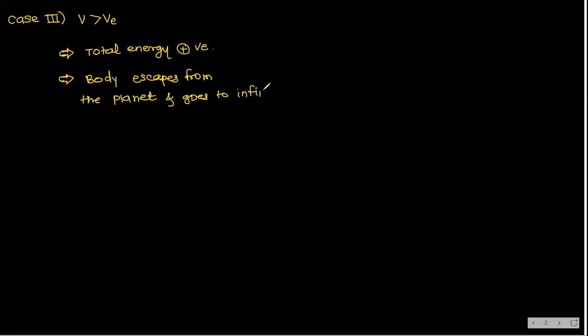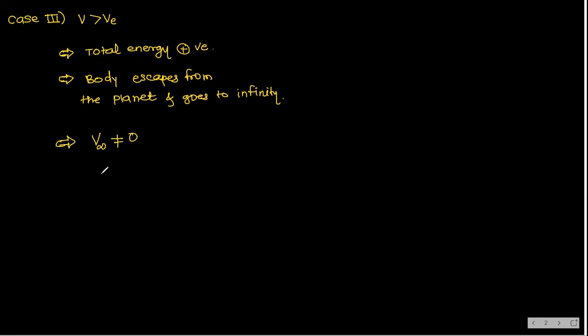In the previous case also body goes to infinity, but at infinity velocity will become 0. Here it is not like that. At infinity, velocity will not become 0. So let's find out velocity at infinity. v infinity is not equal to 0. Okay, so let's calculate that.